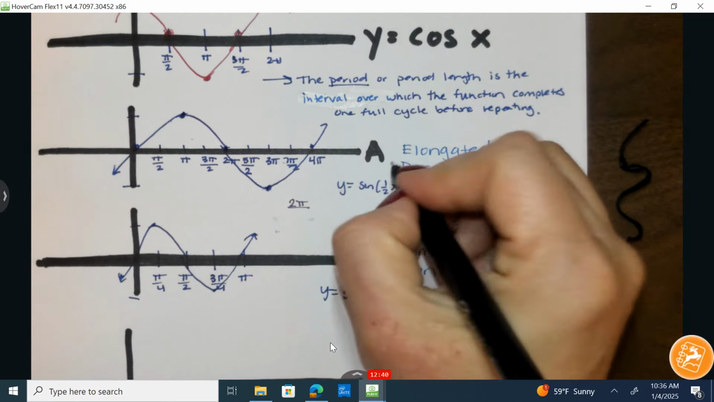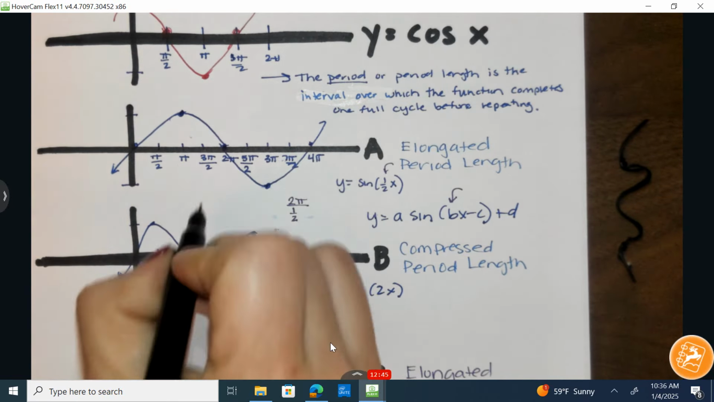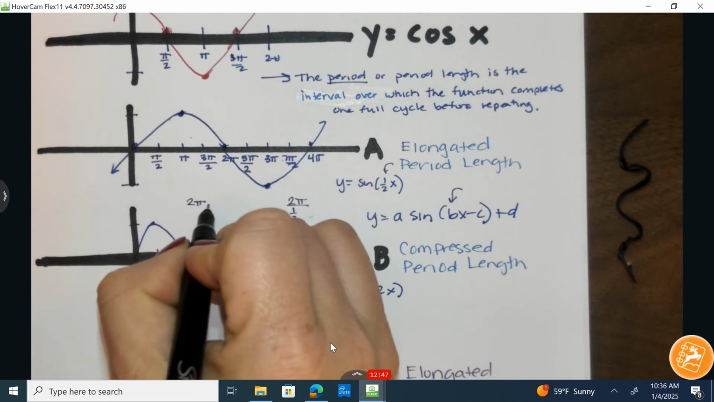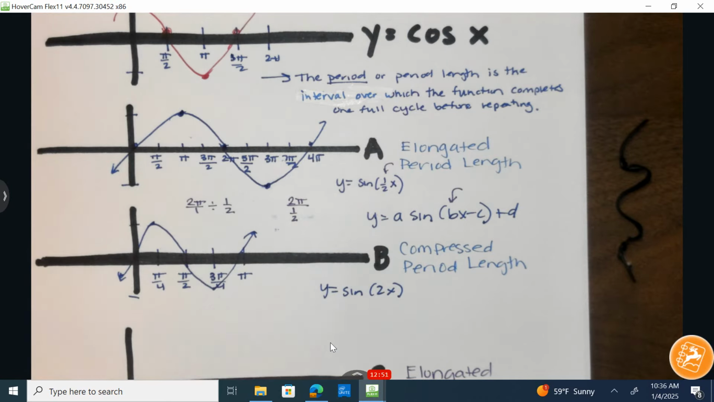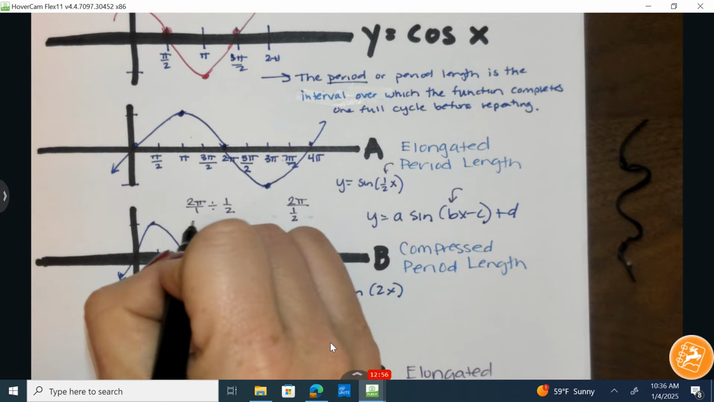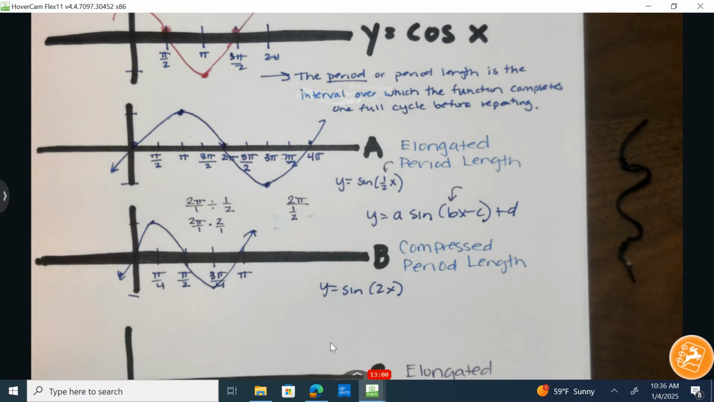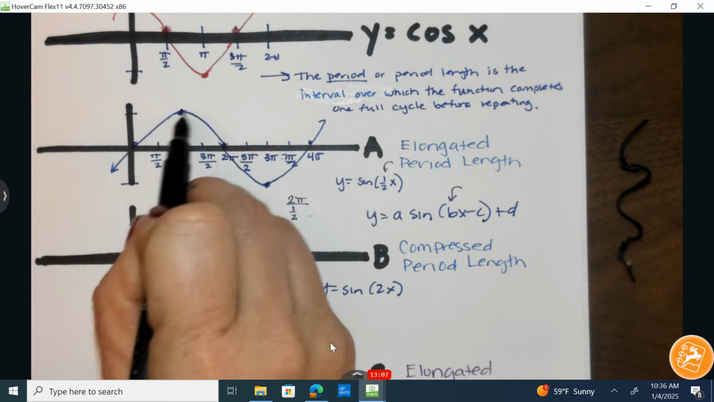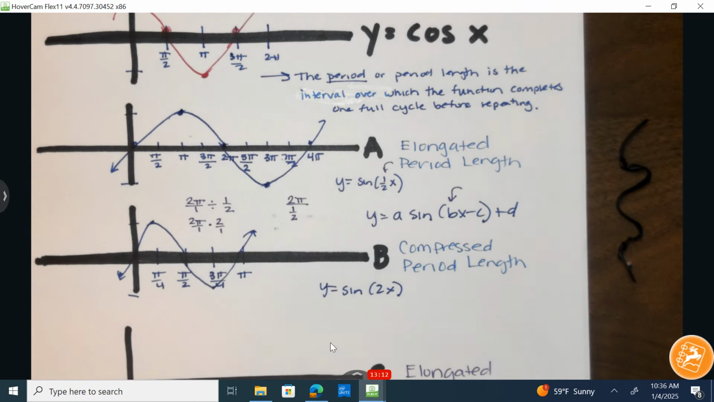So in this example, the value in front is 1/2. So I can figure out the length of the period by taking 2 pi and dividing it by 1/2. And when we divide by a fraction, we multiply by the reciprocal. So 2 pi over 1 times the reciprocal, so I flip 1 over 2 to 2 over 1, and I end up with 4 pi. And look, it takes an interval length of 4 pi to complete one cycle before it repeats.